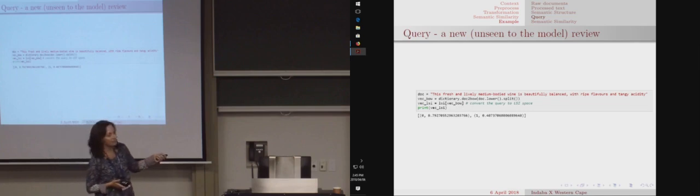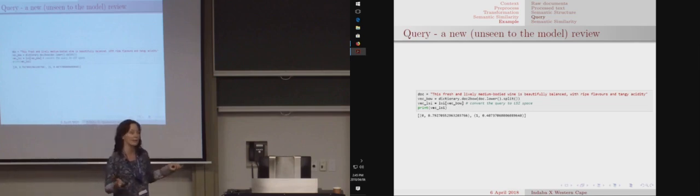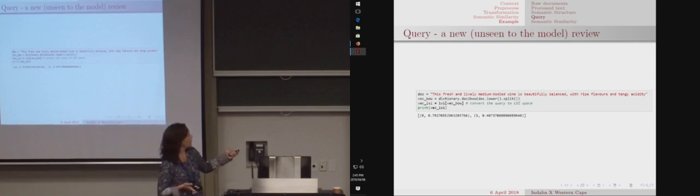Okay, so there is my query document. This is a new review; my model hasn't seen this review. "This fresh and lively medium-bodied wine is beautifully balanced with ripe flavors and a tangy acidity." And then I index it. There is the index against topic 0 and there against topic 1. So you can see it's got a higher probability for topic 0.